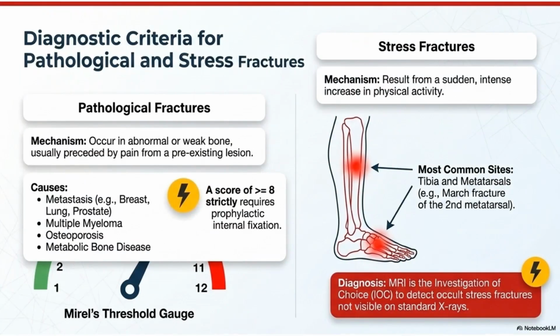Pathological fractures occur in abnormal bone due to conditions like metastasis or multiple myeloma. A Mirels' score of 8 or more strictly requires prophylactic internal fixation. Stress fractures result from a sudden, intense increase in physical activity, commonly affecting the tibia and metatarsals. MRI is the investigation of choice for occult stress fractures.